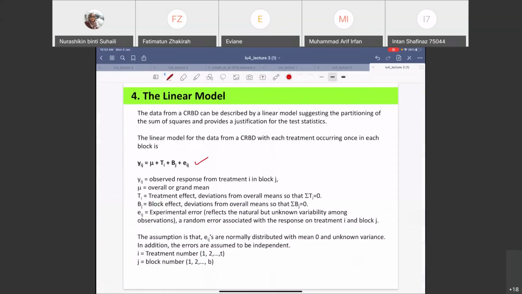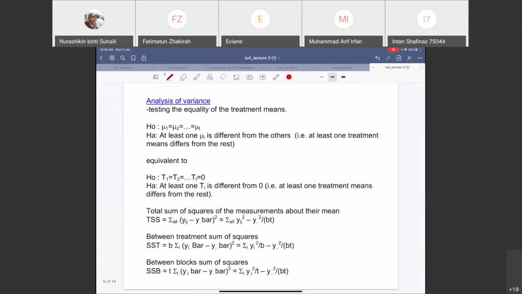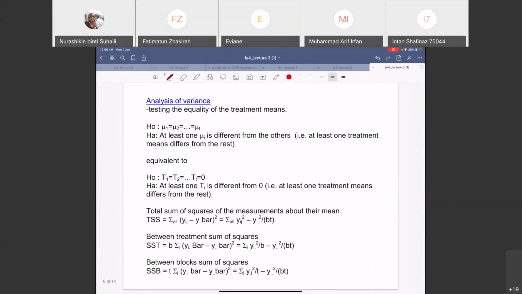It has the same pattern actually. This one is the overall grand mean. The last term here is the error, which is the same as the CRD, but the additional part is the block effect. For the hypothesis, as I mentioned in the previous topic, when you have the block, you must also consider the hypothesis for the blocks, not just for the treatment. So this one is for the treatment.